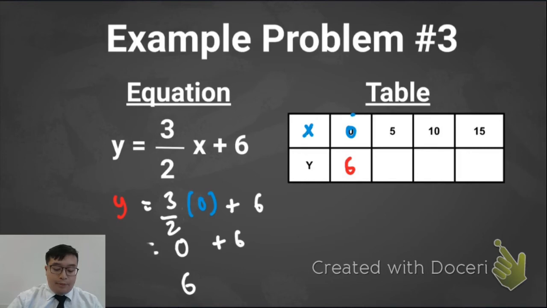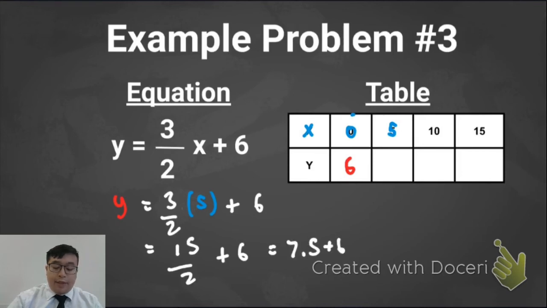Now let's plug in our next number. Instead of replacing x with 0, now we're going to replace x with 5. So 3 over 2 times 5. Since 2 and 5 don't really cancel out, I'm just going to multiply the top numbers first. So 3 times 5, that's going to be 15 over 2 plus 6. 15 divided by 2 is going to be, half of 15 is going to be 7.5 plus 6. And 7.5 plus 6 is going to equal 13.5. So when x equals 5, my y value is going to be 13.5.